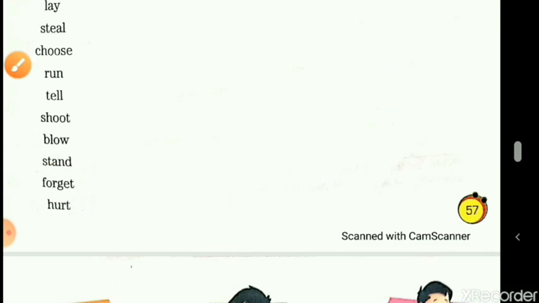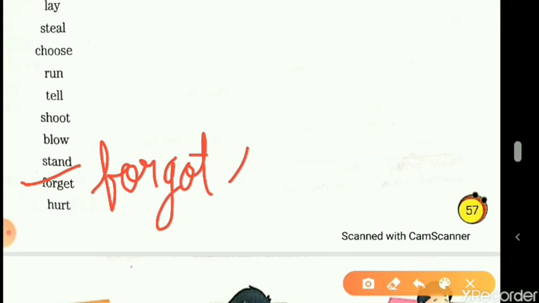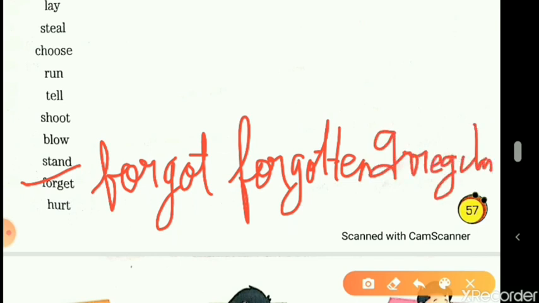Then the next word is forget. And the past form of forget is forgot. The past participle is forgotten. Again, the example of irregular verbs. Forget, forgot, forgotten. Irregular verbs.